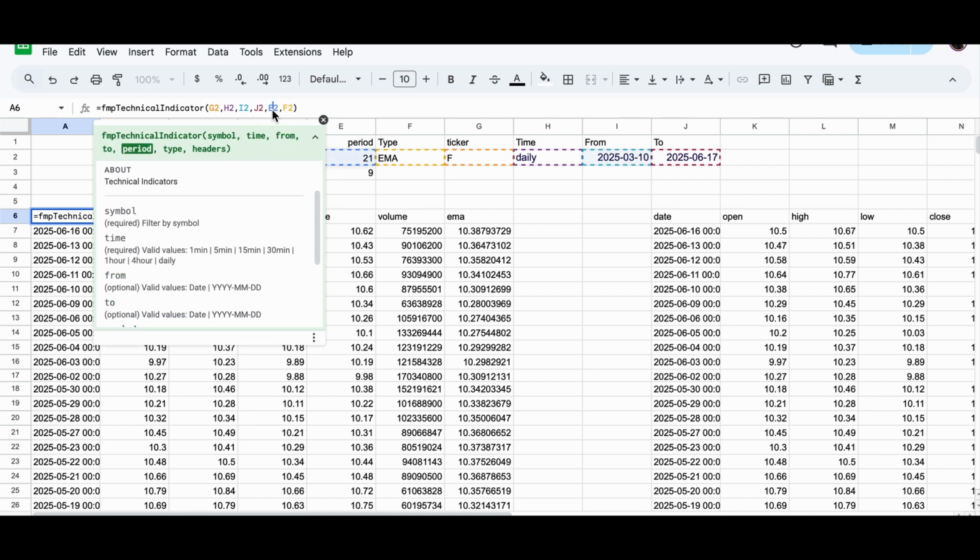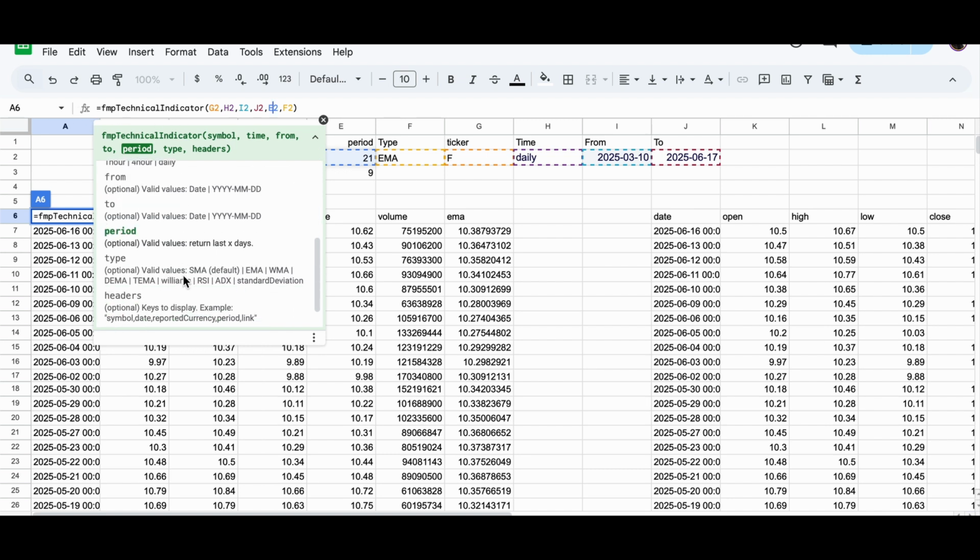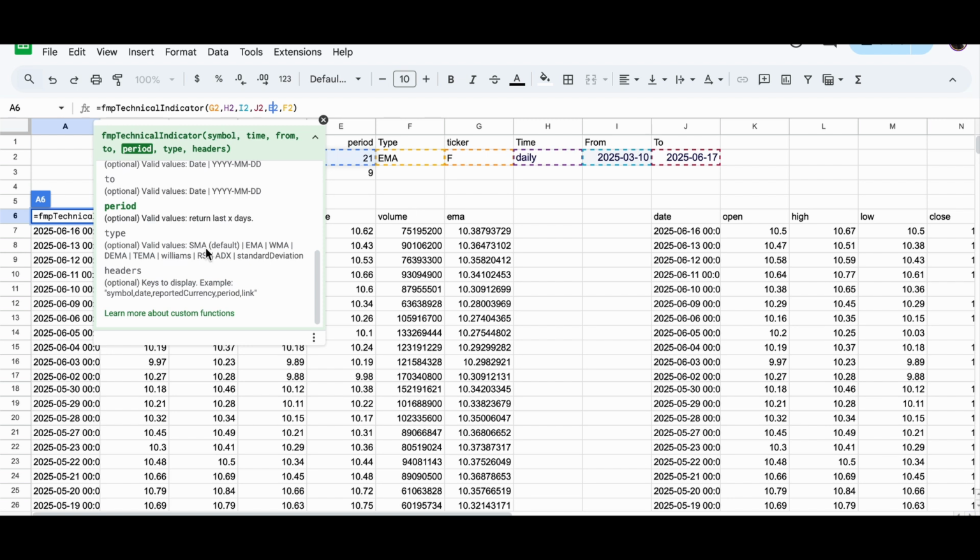Then in terms of the period, first we take a 21 period because we will be building technical indicators. You can see what indicators you can build. You can build a simple moving average, you can build an exponential moving average, you can build RSI, ADX, you can have a standard deviation here, but we will be using the EMA technical indicator. This is a very great indicator, but usually traders use 2 indicators at the same time, so we will be using 21 and 9. I will place the link in the description so you can read what EMA is and how to use it correctly, but we will be building it with the help of Google Sheets and FMP.